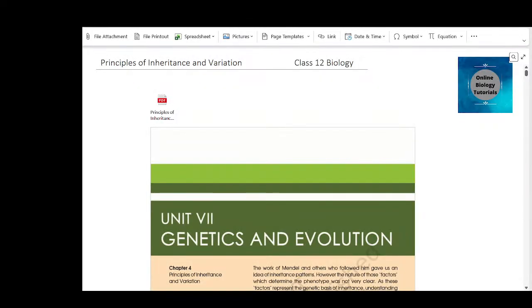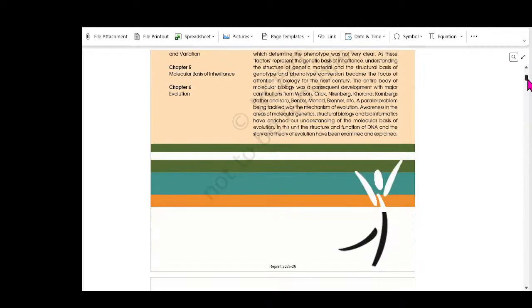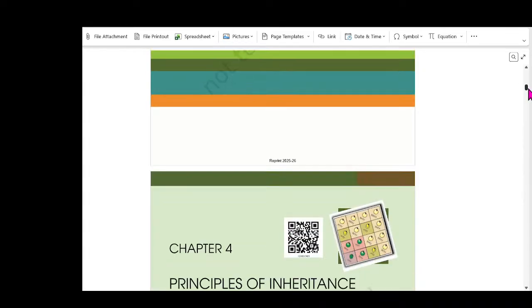It is chapter number 4 of class 12th NCERT. I hope the screen is very much visible to you. Yes, it is. So this is from the unit 7, Genetics and Evolution, one of the biggest units with maximum weightage.